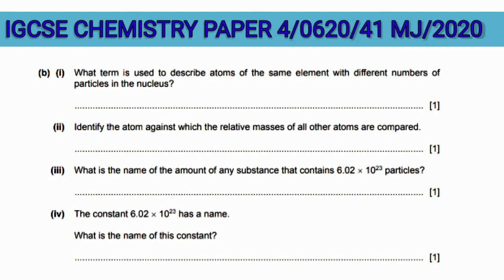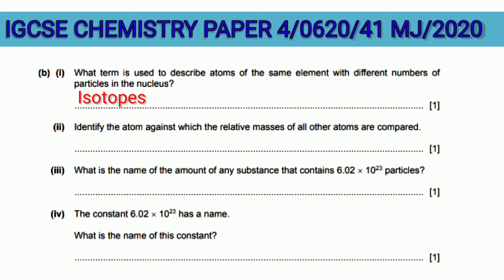Next question is B1. What term is used to describe atoms of the same element with different numbers of particles in the nucleus? The term used is isotopes. Isotopes have the same number of protons in the nucleus, but the number of neutrons is different.